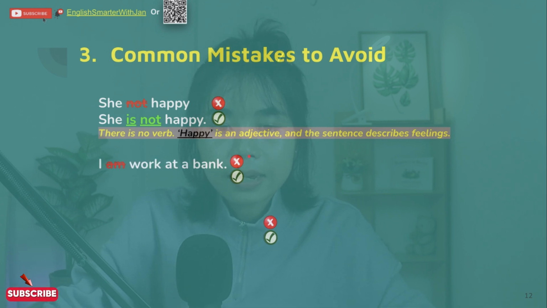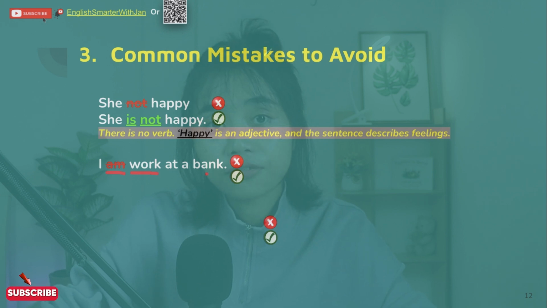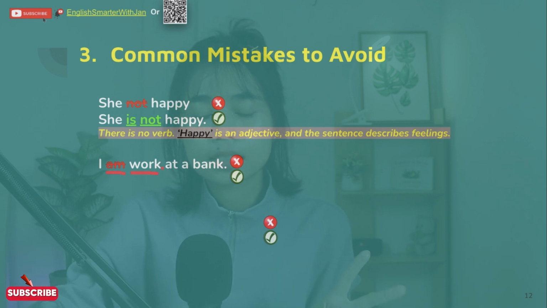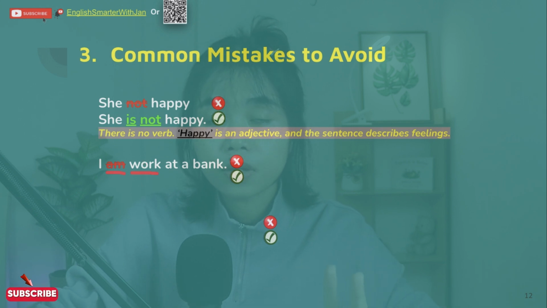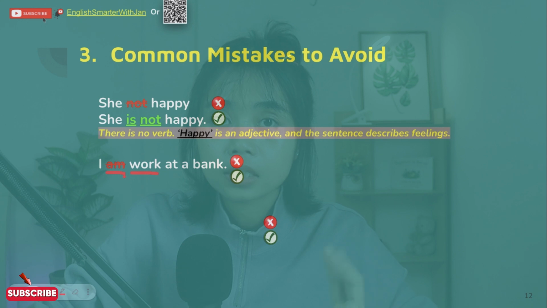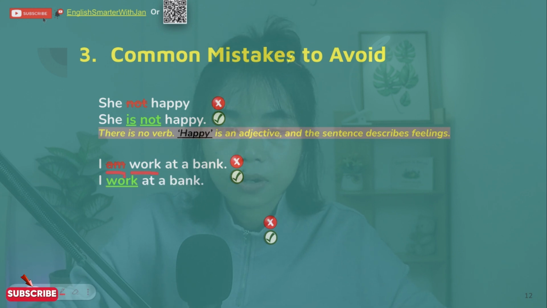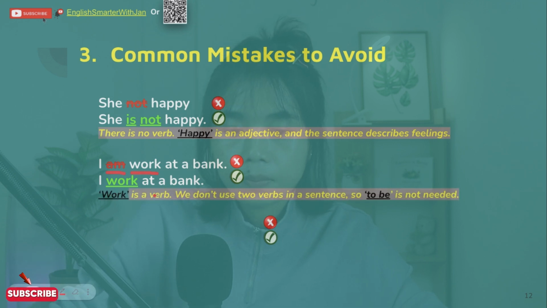Second sentence. I am work at a bank. Yes. The error is the verb am. Why? Because work is already a verb. In English, we do not use two verbs together in a sentence. And as you have already learned, we use the verb to be with the subject complement. Work is not a subject complement. So in order to fix this sentence, we need to omit the verb to be am. So the correct version is I work at a bank.